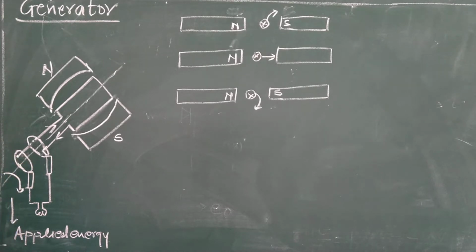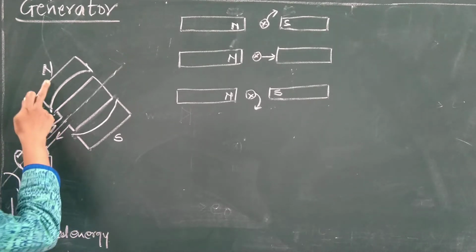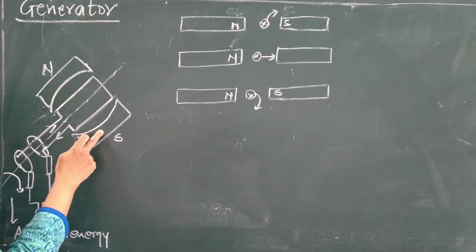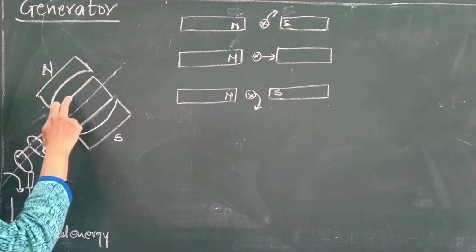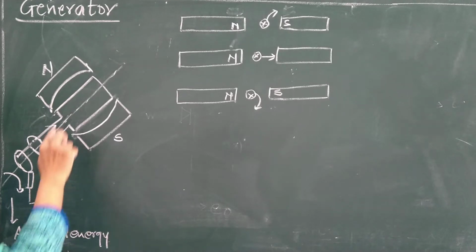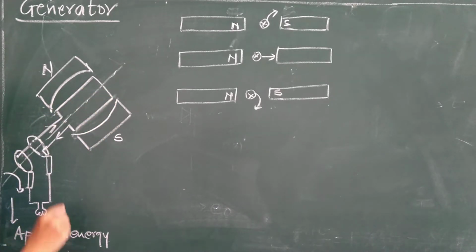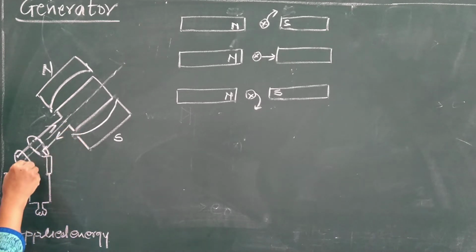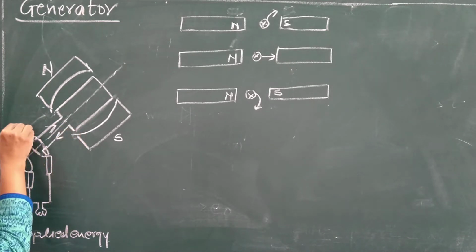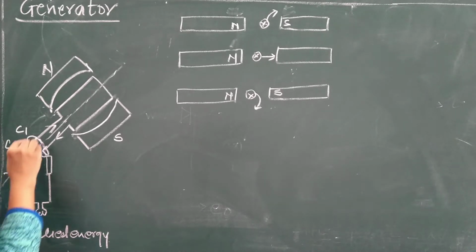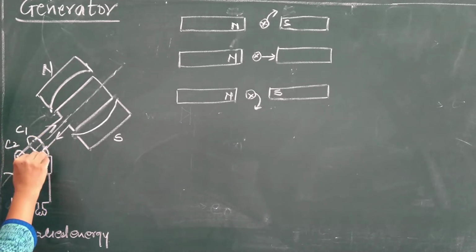Now what is this generator? This generator consists of two concave core pieces of a huge magnet. And inside that uniform magnetic field, there will be a coil. So this is the coil, a rectangular coil. This rectangular coil is connected to certain pivots, C1 and C2, which are called the pivot or armature.